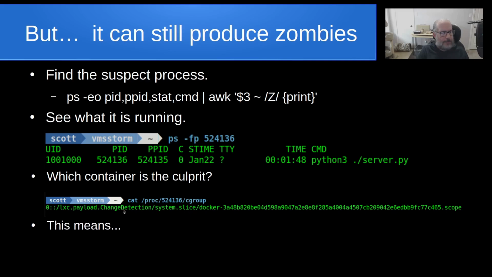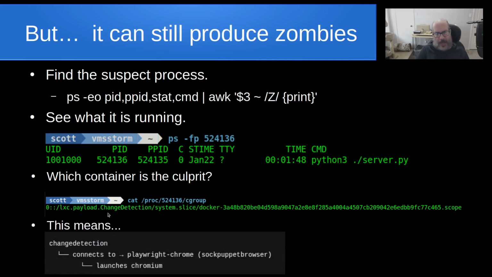So basically what that means is that we have a change detection Incus container. It's connecting to Playwright Chrome, which is that socket puppet browser. It's the headless browser. And then that headless browser is launching Chromium, and this instance of Chromium, or many instances of Chromium, are not always properly exiting, and that is what is producing our zombies.